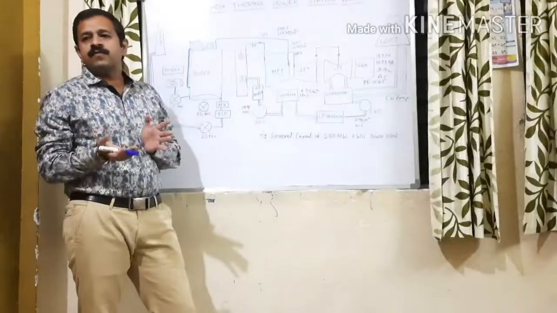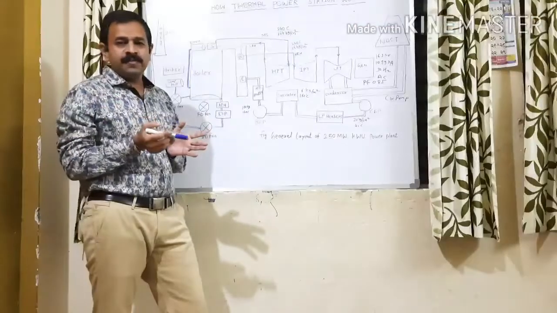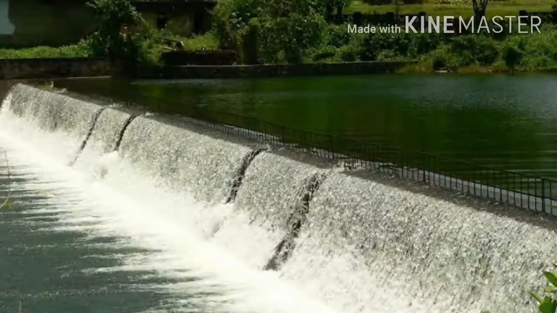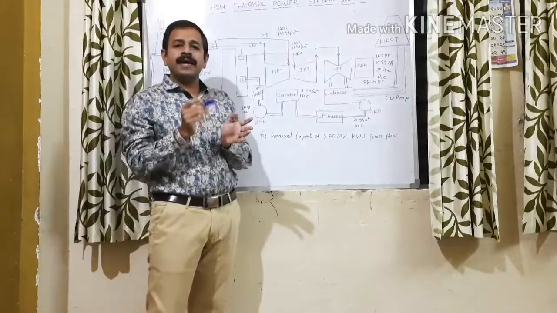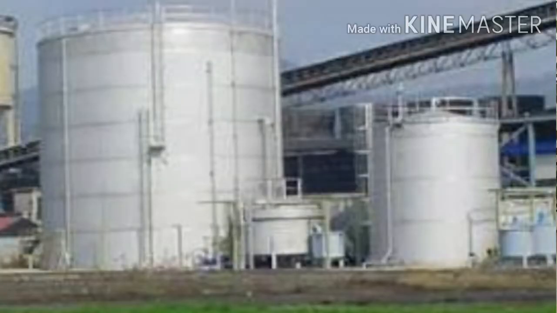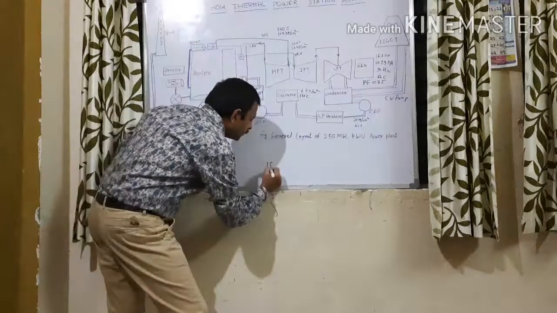So some outdoor plants are very important, like the CHP, that is the coal handling plant. Then WTP, water treatment plant, means in the plant we are using raw water, general softened water, and DM water. Then OHP, oil handling plant. Oil handling plant means we are storing the oil, HFO and LDO. For HFO we are having 2 tanks, and for LDO we are having 1 tank, each with a capacity of 1500 kL.